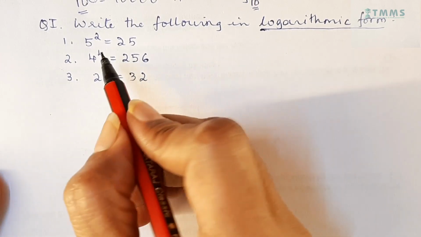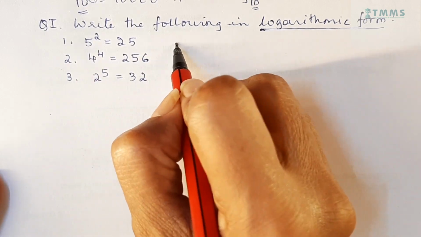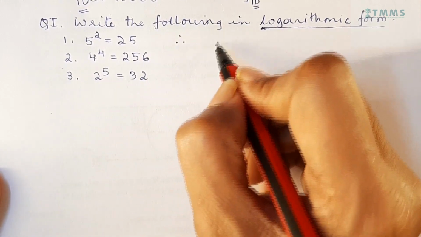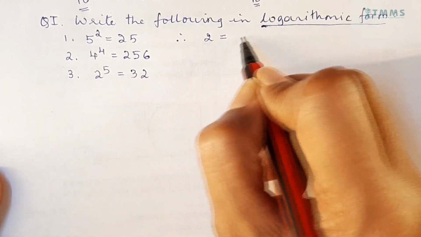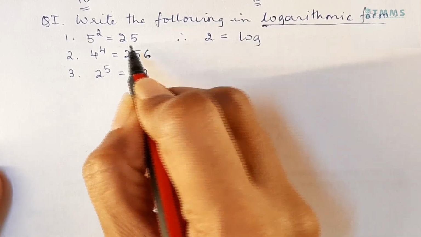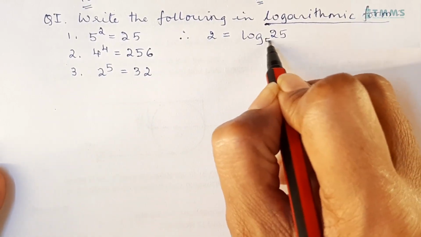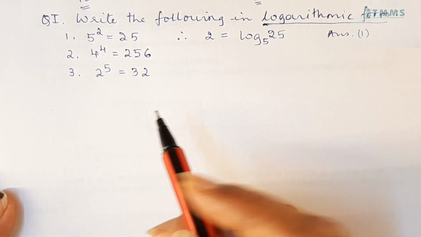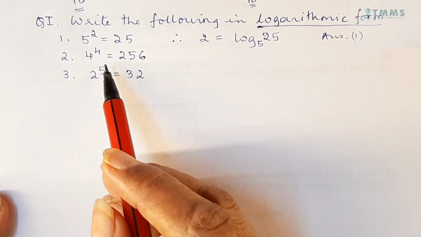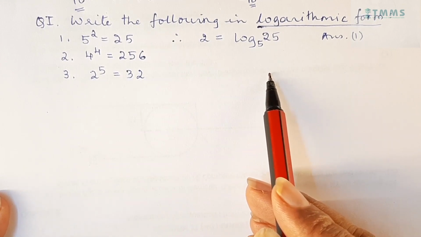Now this is the exponential form, and so therefore the logarithmic form becomes, you look at the index, that is 2 equal to log of, we take the power, that is 25 and to the base 5. This becomes our answer 1. Now pause this video, take down these two, write them down just now quickly.